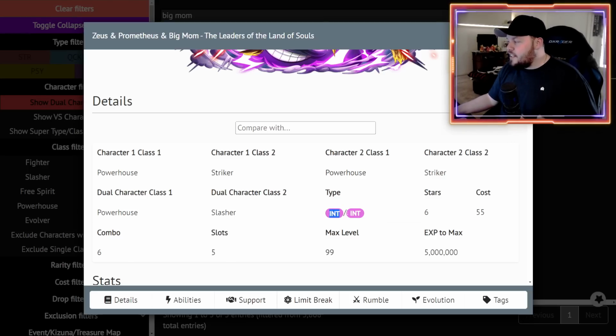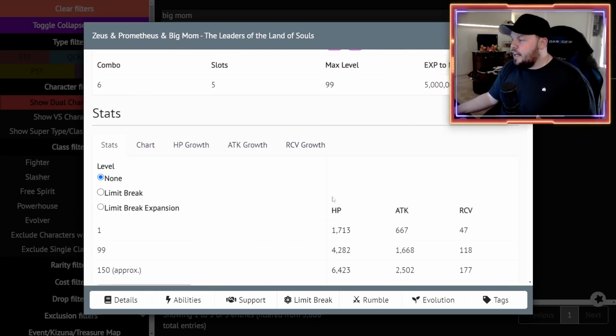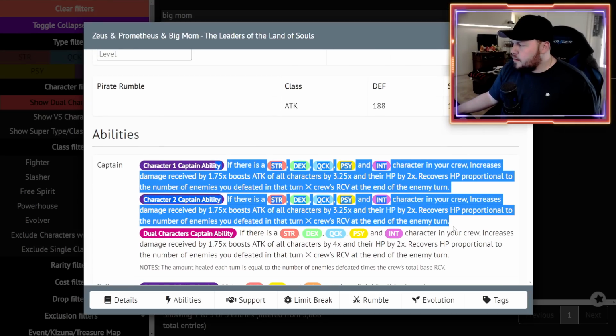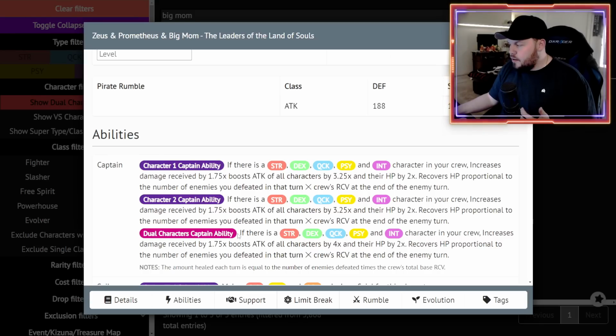Another thing is that this character is int on both sides, so no matter which character you switch into, it's always going to be an int character. And that furthermore goes into their captain effect, where the solo captain is legit the same no matter which character you switch to. It's Big Mom and one of her homies, whether it be Zeus or Prometheus, and it's the same captain effect.